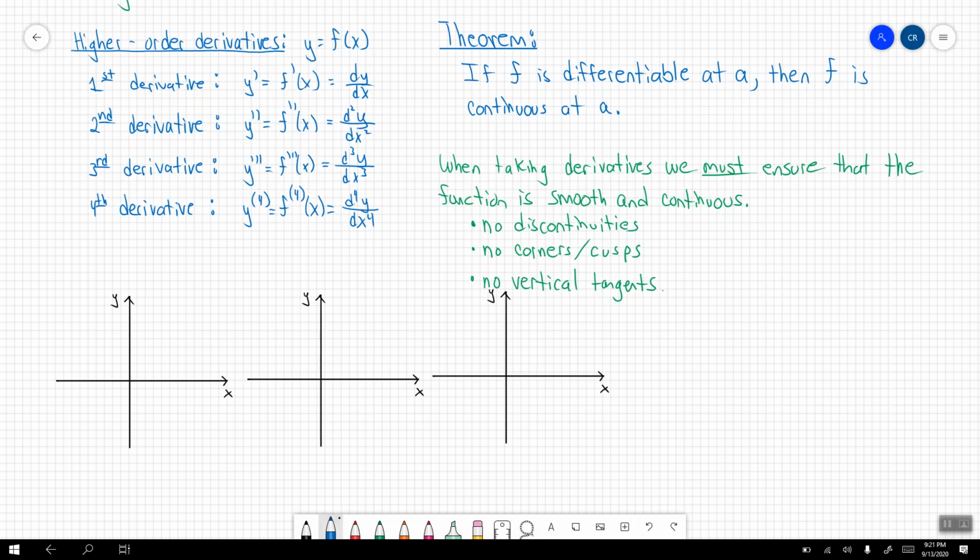Okay, so what we're looking for here is, number one, we want to make sure that there are no cusps. So what does a cusp look like? Well, a cusp is going to be a value of a function that looks like this. This here is a cusp or a corner. And this is bad when we're taking derivatives. Okay, so we want to make sure that whatever function we're differentiating, it doesn't have this cusp or this corner. Okay, so again, this is bad for differentiation.